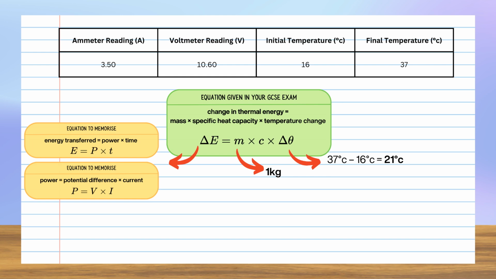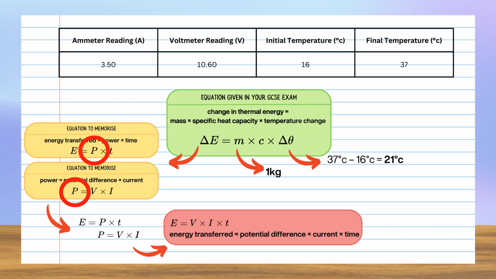In these equations, we can see that energy transferred equals power multiplied by time, and that power equals potential difference, also known as voltage, multiplied by current. As power is present in both equations, we can combine them together. Because energy transferred equals power multiplied by time, and power equals potential difference multiplied by current, we can replace the power in the first equation with potential difference multiplied by current to give us the equation: energy transferred equals potential difference multiplied by current multiplied by time.